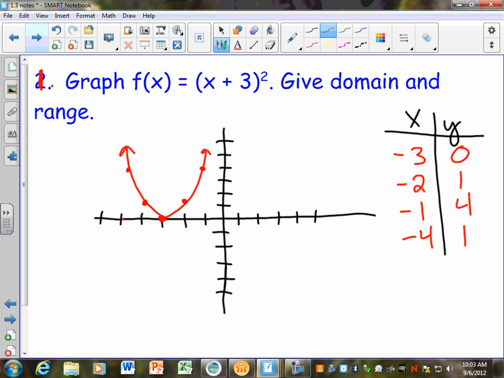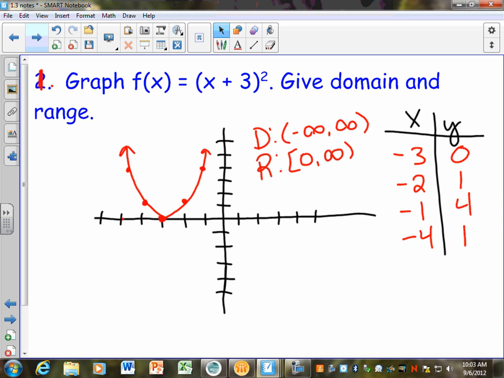What's my domain of this? All real numbers. What's my range of this? Last year with transformations, we learned that a number inside the function, so a number added or subtracted into the x before you square it, is always going to move that left or right. And so that's kind of where we're going with this, is the transformations.